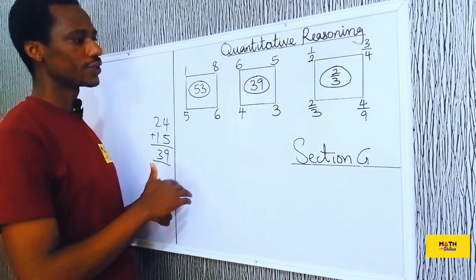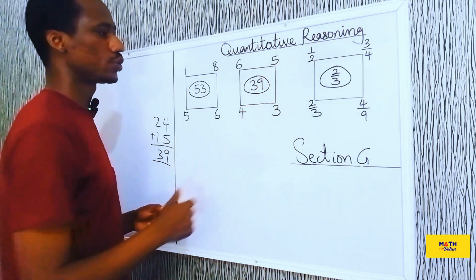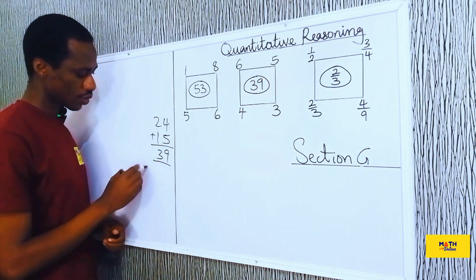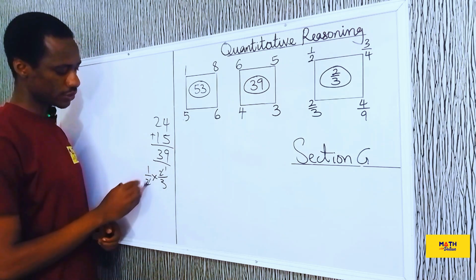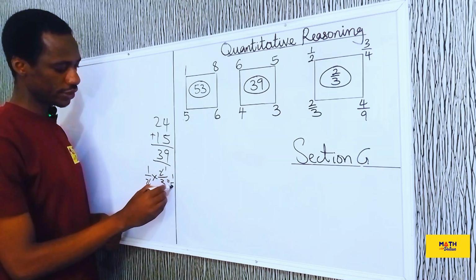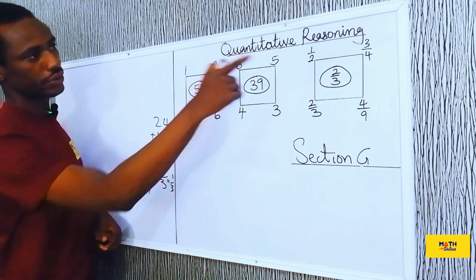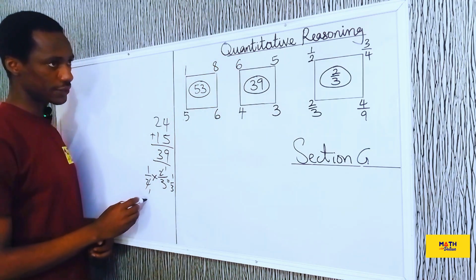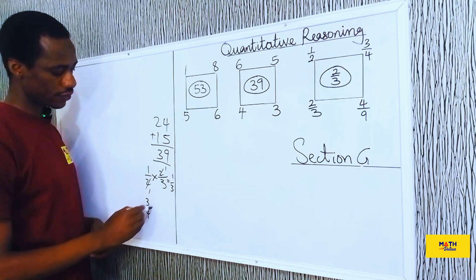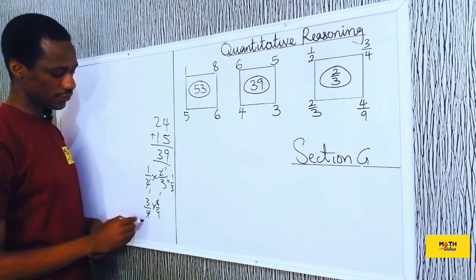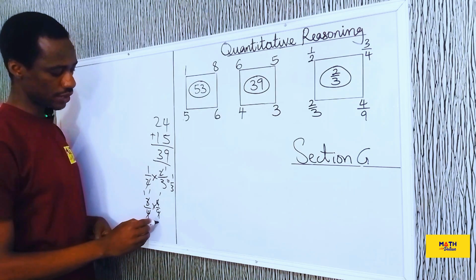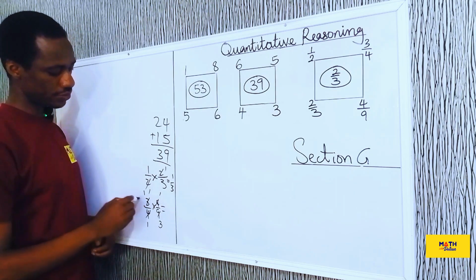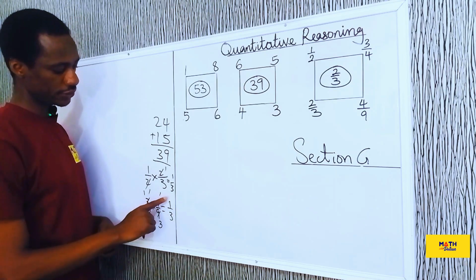So 1 over 2 times 2 over 3: the 2 here and the 2 here cancel to 1, giving 1 over 3. Then 3 over 4 times 4 over 9: the 4 in 4 is 1, and 3 in 3 is 1, and 3 in 9 is 3. So that would be 1 over 3.